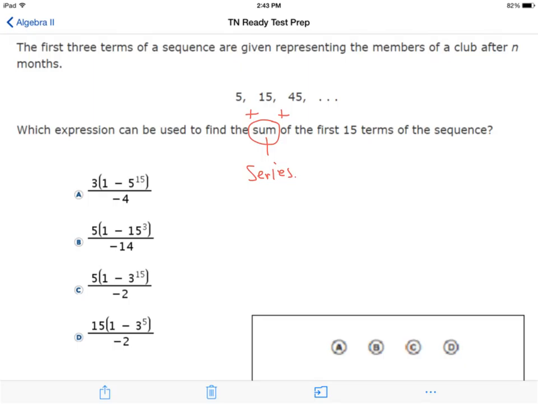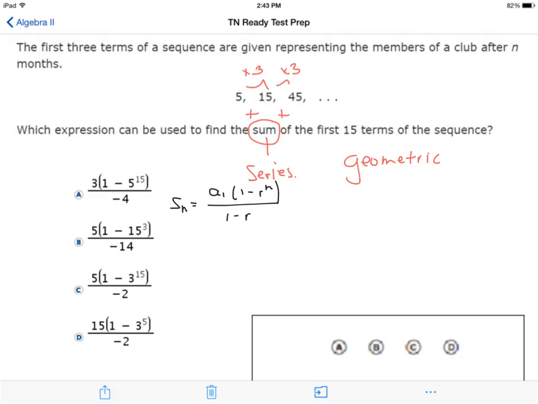So geometric means that they're multiplying by the same number each time. So if I look at this, I see that it looks like they're multiplying by 3 each time. So 5 times 3 is 15, and then 15 times 3 is 45. And so from that I can grab my formula off of my formula sheet, and that is right here. So I just wrote that down.